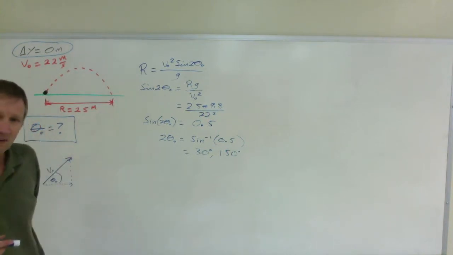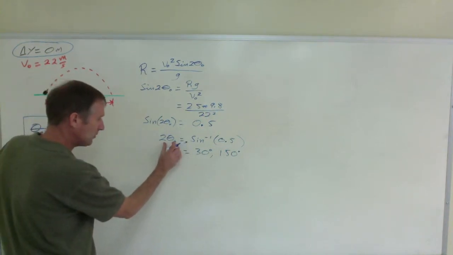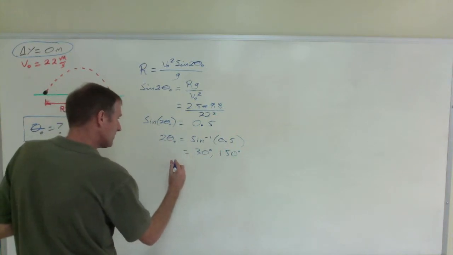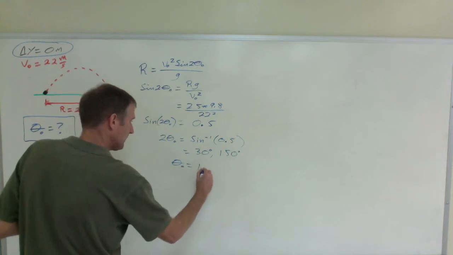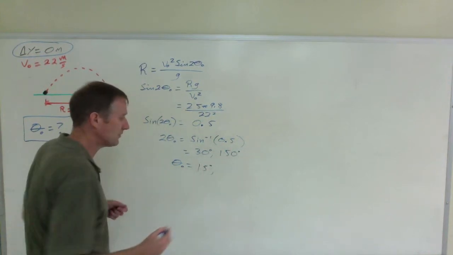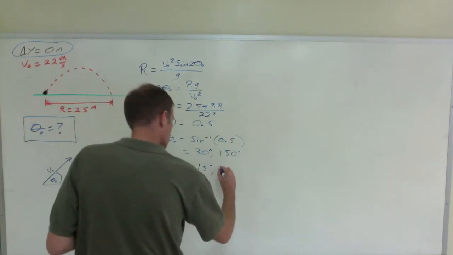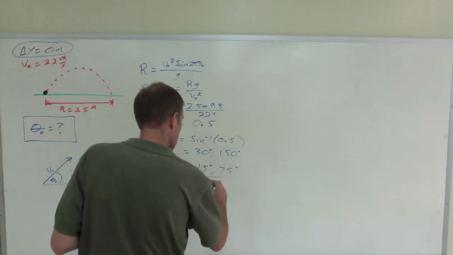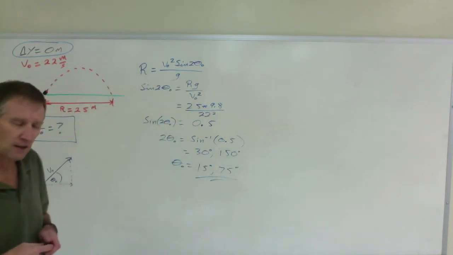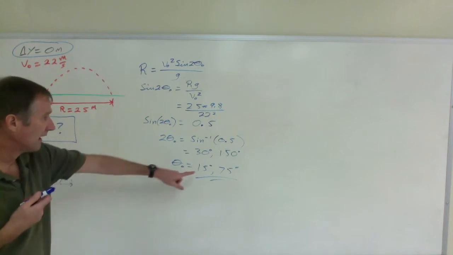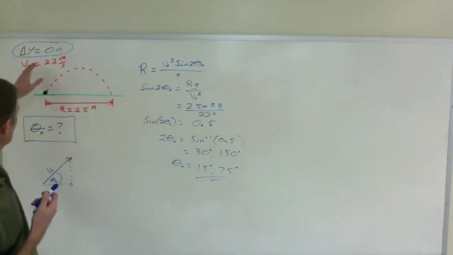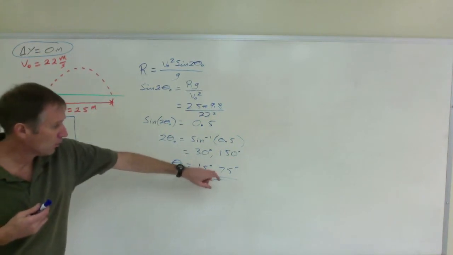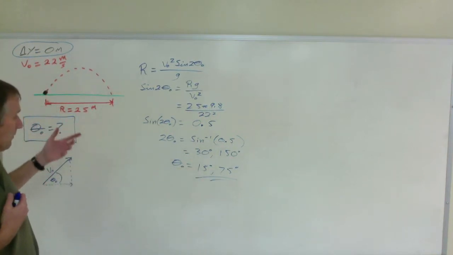That's because we're not done. You need to divide by 2. Okay, this is 2 theta. So what's theta? Well, 30 over 2 is 15 degrees. And 150 over 2 is 75 degrees. Those are the two launch angles that at this speed and at that range, either one of those will give a range of 25 meters.